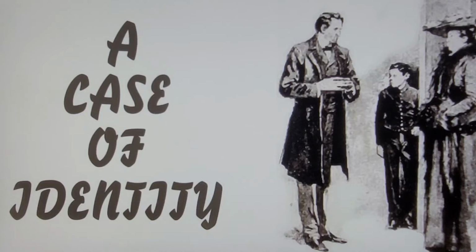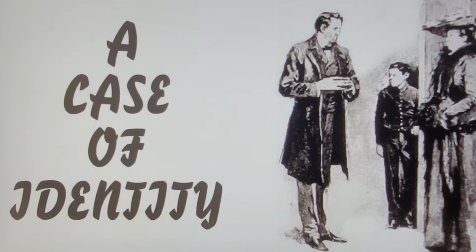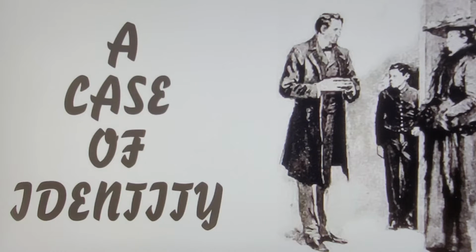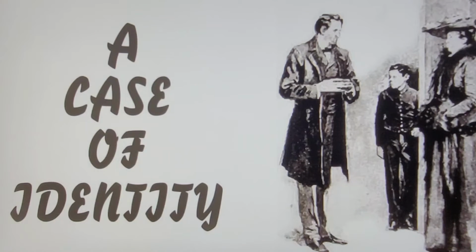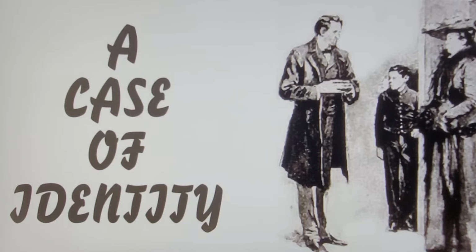The story I read was A Case of Identity, written by Sir Arthur Conan Doyle. It was first published in the UK Strand magazine in September 1891, and then it hit the US a month later in October. In it, it had 17 beautiful illustrations by Sidney Paget.